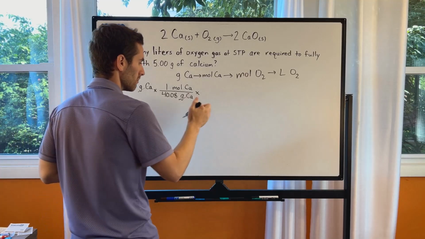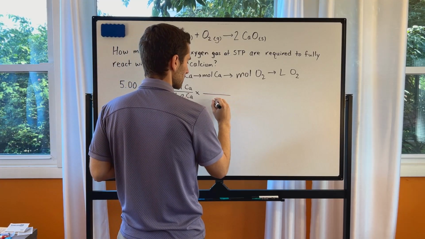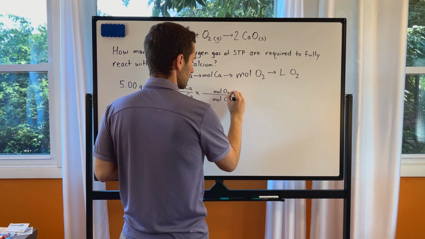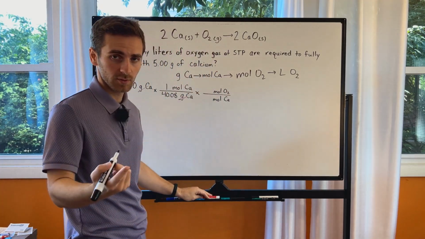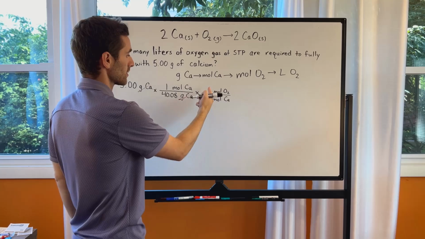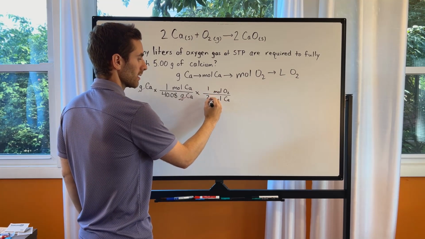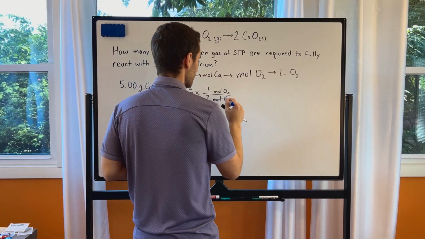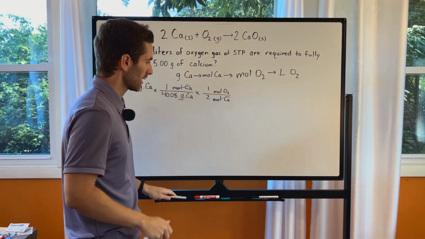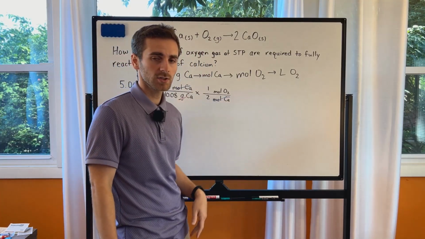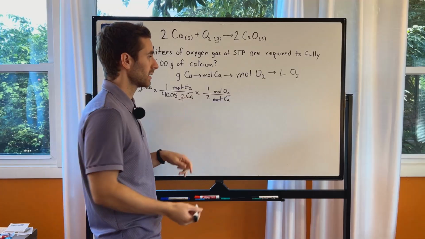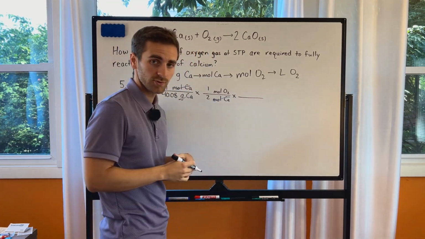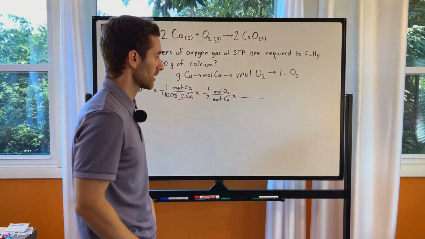and then the mole to mole step. So moles calcium on the bottom, moles oxygen on top. We convert moles to moles using their coefficients, which are 1 and a 2 respectively. Okay, that would give us our moles of oxygen if we stop there. And now we're going to go ahead and do this mole to liter conversion that we've been talking about.